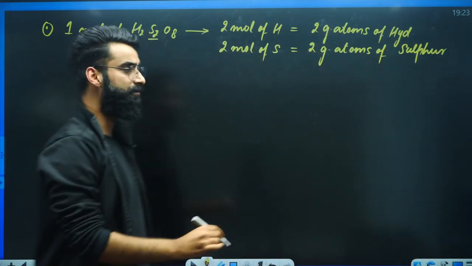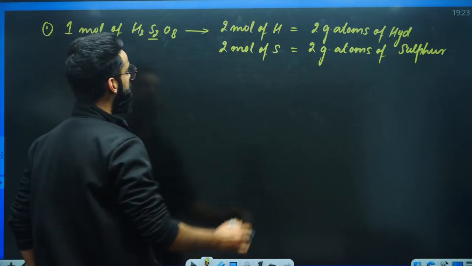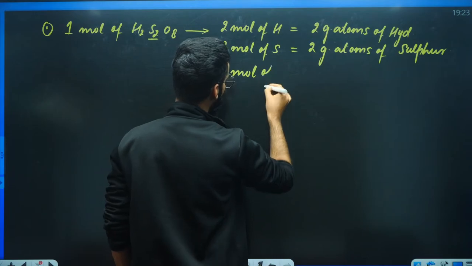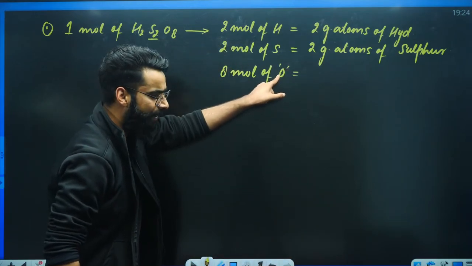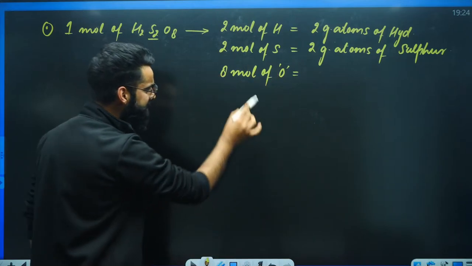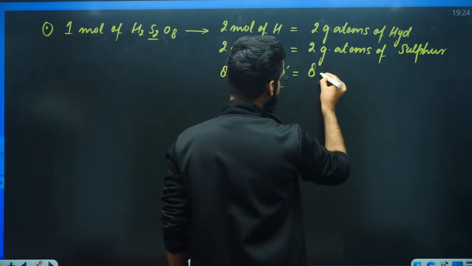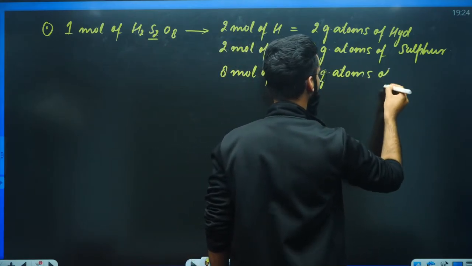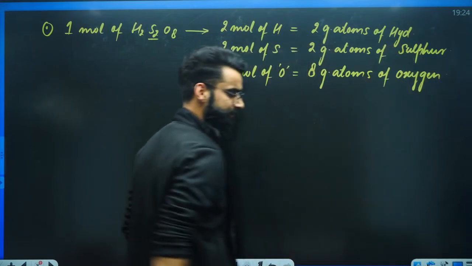Correct? In a similar way, look at oxygen. Can I say 1 mole of H2S2O8 contains 8 moles of O? Since oxygen here I have again taken in atomic form, instead of the term mole, I can again use gram atoms. I can say 8 gram atoms of oxygen.